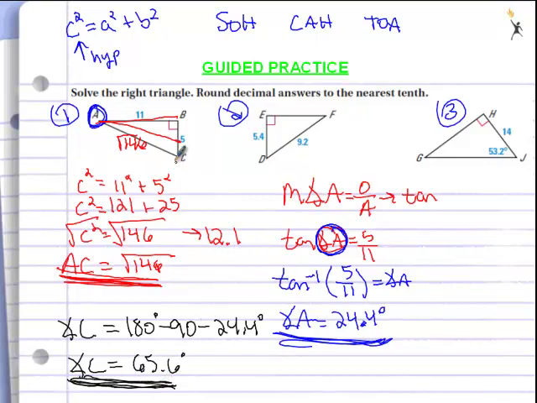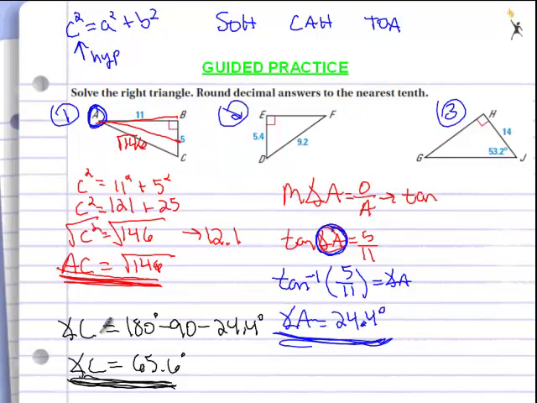We didn't know AC. The only way we could solve for it is by using the Pythagorean Theorem. We didn't know angle A or angle C. We had to use some trig ratio to solve for one of those angles. You could have used another trig ratio. You could have used sine or cosine to find angle A. I used tangent, and I told you why already. I don't like the complex number of the square root of 146. I like 5 and 11 because they're perfect whole numbers.